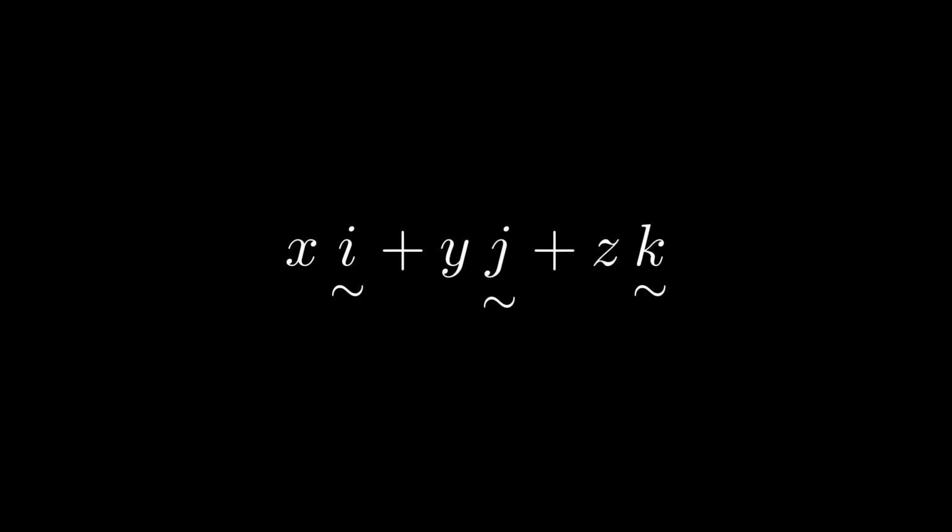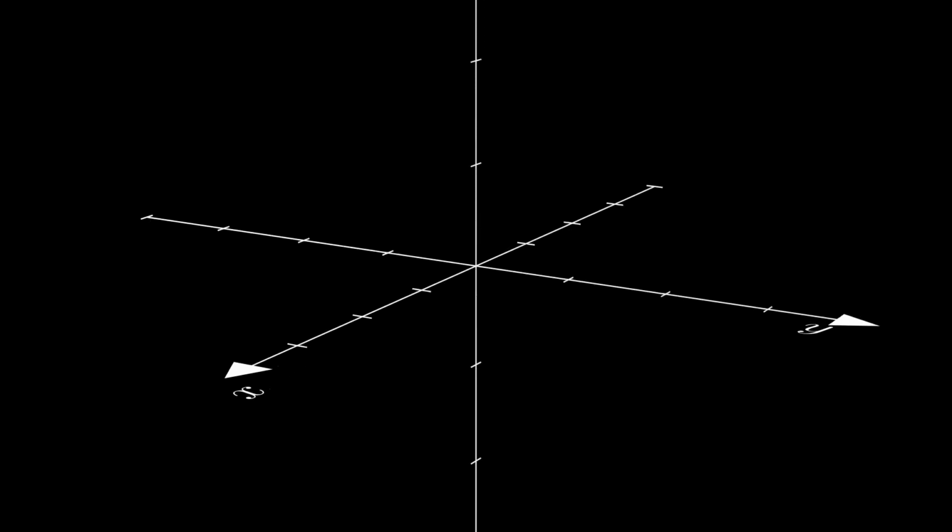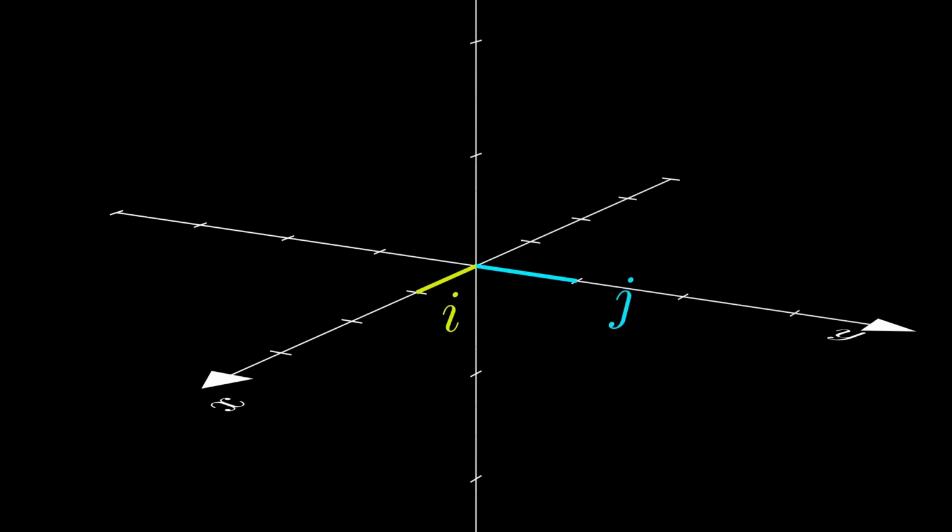This general formula can describe a vector in 3D space, given by its components x, y, and z, and three vectors i, j, and k. 3D space, represented by three perpendicular axes, is made up of vector i, which has length 1 in the x-axis, vector j, which has 1 unit in the y-axis, and vector k, which has 1 unit in the z-axis.